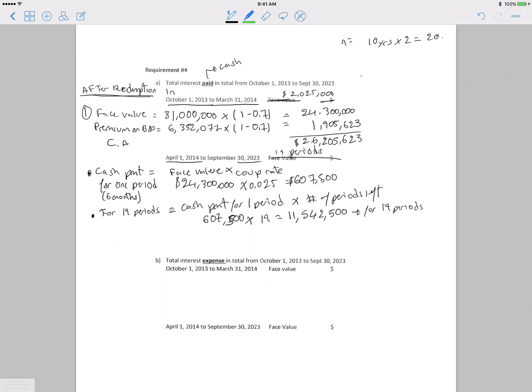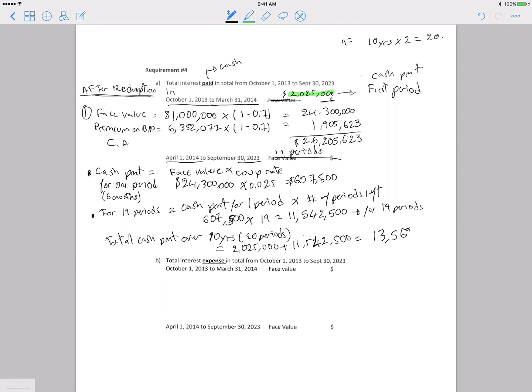But don't forget, from the beginning we said that we already paid 2 million of interest for the first period. We have 19 periods, we have 20 periods. The first period, this is the cash payment. So the total cash payment over 10 years, which represents 20 periods, equals 2,025,000 for the first period, plus 11,542,000 for the rest of the periods after the redemption, and this is going to give us a total of 13,567,000.